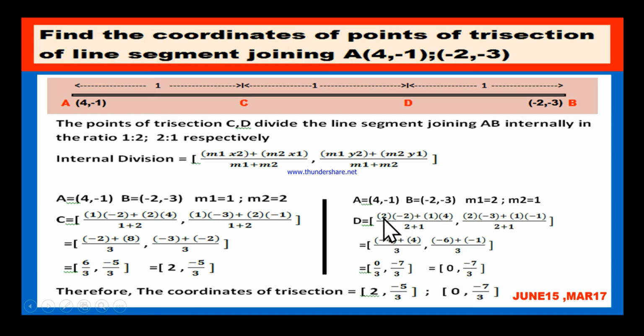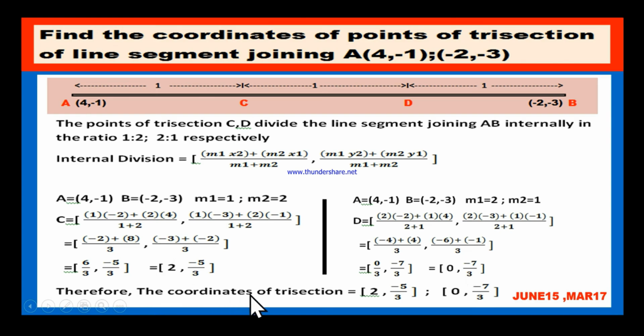Now let us simplify this. What is 2 into minus 2? Minus 4, plus 1 into 4 is 4, divided by what is 2 plus 1? 3. And what is 2 into minus 3? Minus 6, plus what is 1 into minus 1? Minus 1, by 2 plus 1 is 3. Isn't it? Minus 4 plus 4 gets cancelled, it is 0 by 3. And minus 6 minus 1 is minus 7 by 3. 0 by 3 is 0 and this is minus 7 by 3.